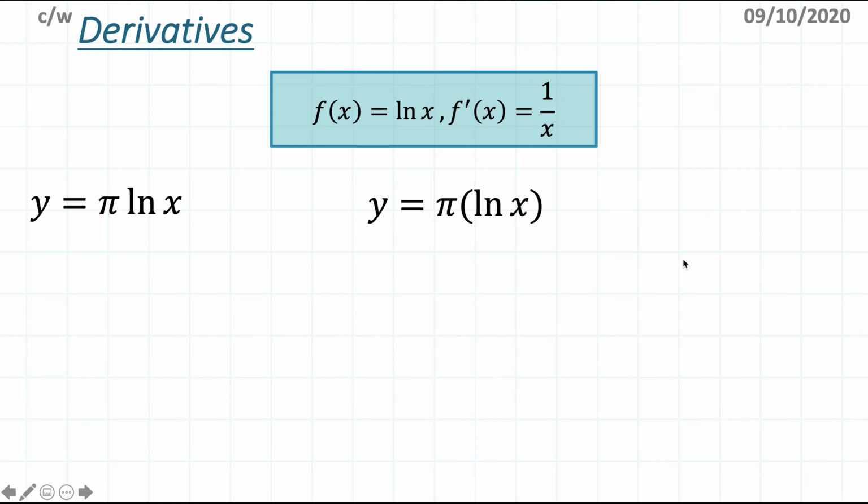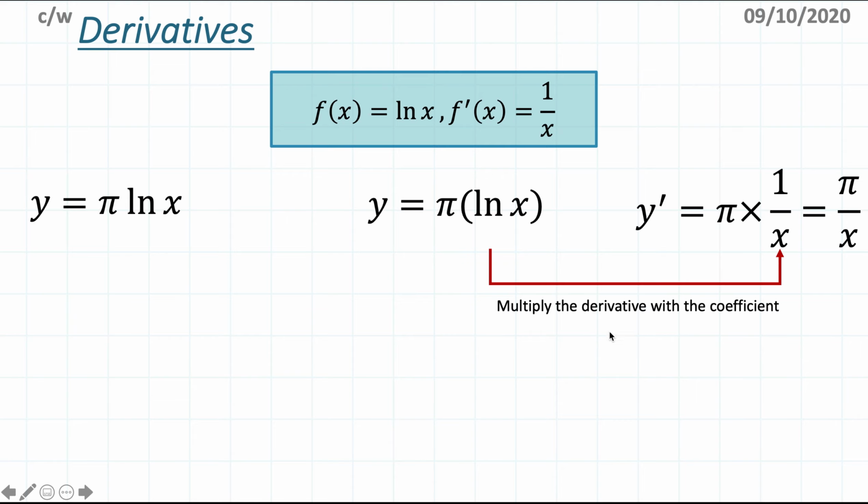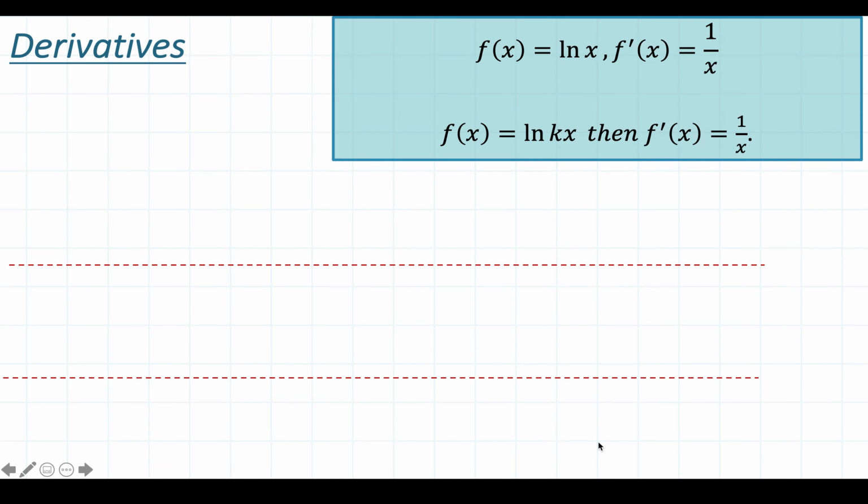Pi ln of x, same thing. I'll split the pi from it, and then it's just going to be pi over x. So again, we're multiplying the derivative with the coefficient.